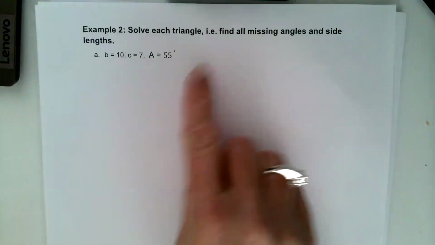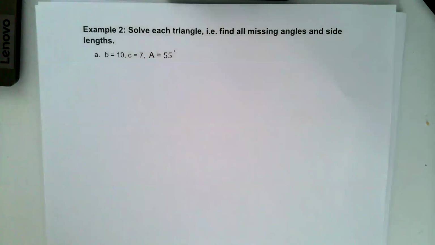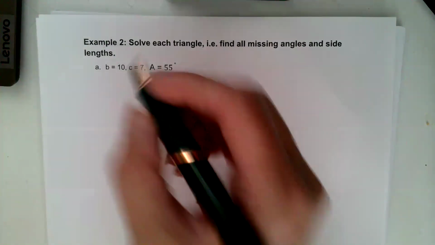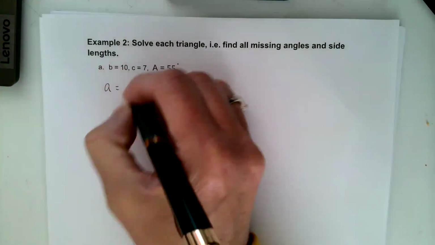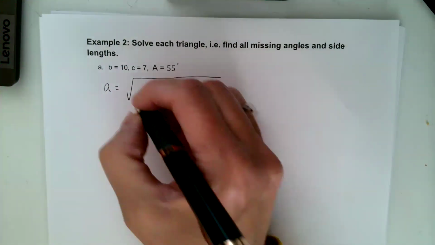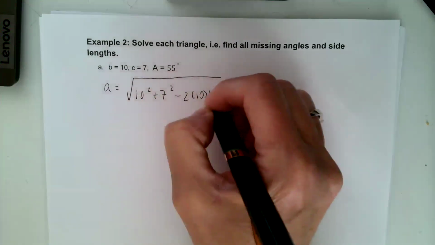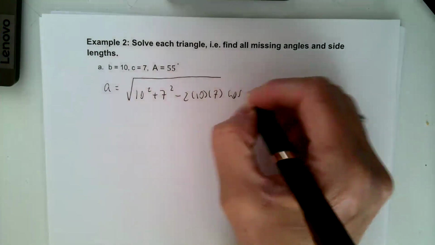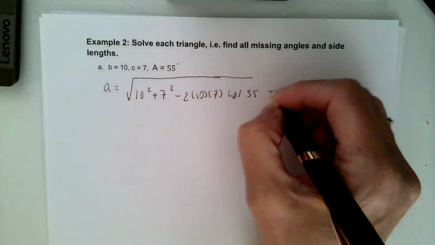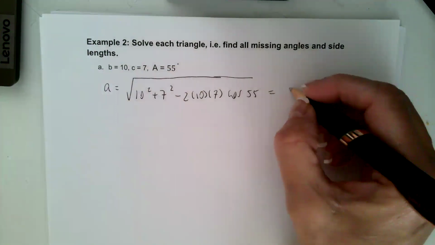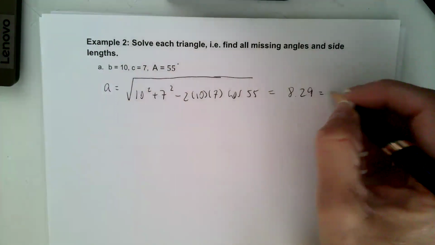Okay. Example 2 says solve each triangle, meaning find all the missing angles and the side lengths. So this time we're going to find the missing angles as well. So first, because we know angle A, we're going to find side A. So that'll be the square root of 10 squared plus 7 squared minus 2 times 10 times 7 times the cosine of 55. And if we put that into the scientific Desmos, we get A is equal to 8.29.